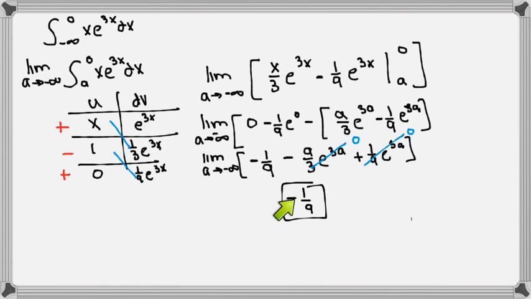So my number is negative 1 over 9. If we look at the graph of x times e to the 3x, this is what the graph looks like. So notice that we're taking the integral from negative infinity to 0. So that's why it's negative, because it's underneath the x-axis.